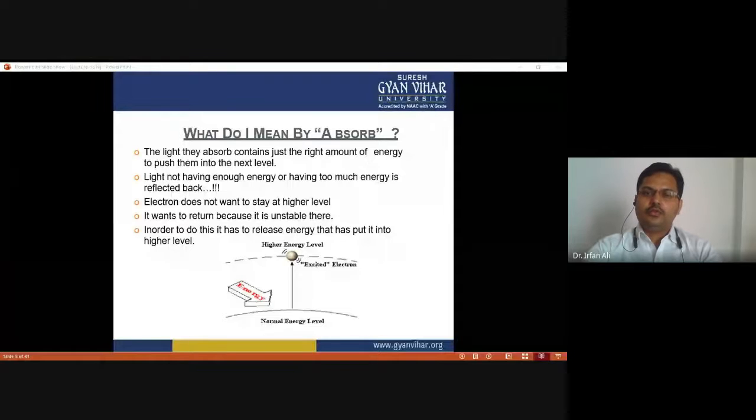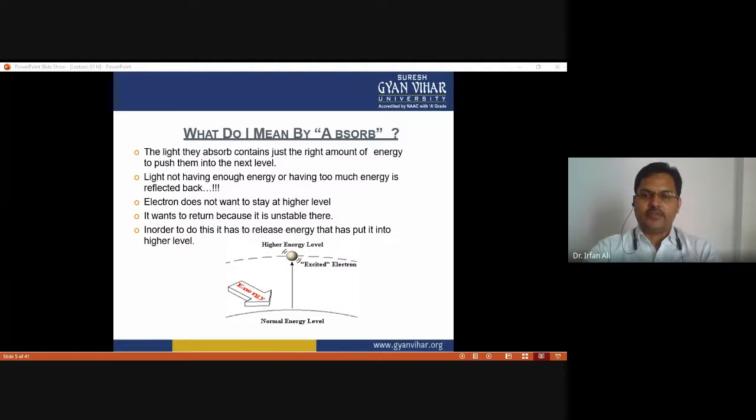Now, what do we mean by absorb? The light they absorb contains just the right amount of energy, the minimum amount of energy required to push the electron up to the next energy level. As we study in chemistry, light not having enough energy or having too much energy is reflected back. That's why the electron does not stay at the higher level. This is the phenomenon.